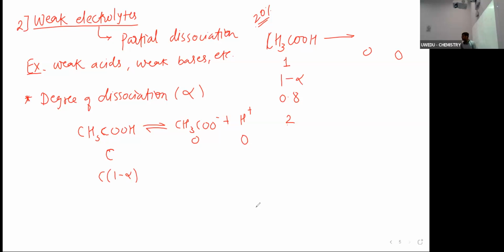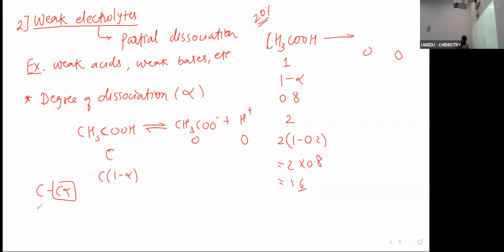1.6 remaining. How did we do this? 2 into 1 minus alpha, where alpha is 0.2. And then 2 into 1 minus 0.2 is 0.8, and this is 1.6. In the same way, C into 1 minus alpha. Clear, everyone? So if you just take this, what is C minus C alpha?